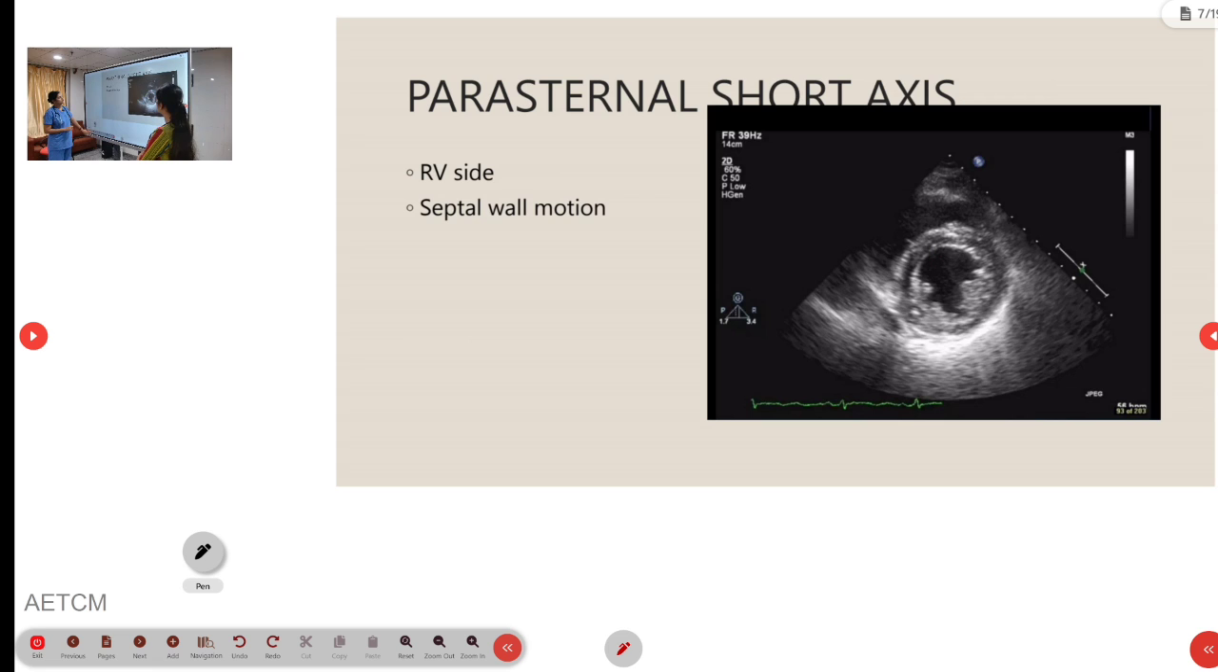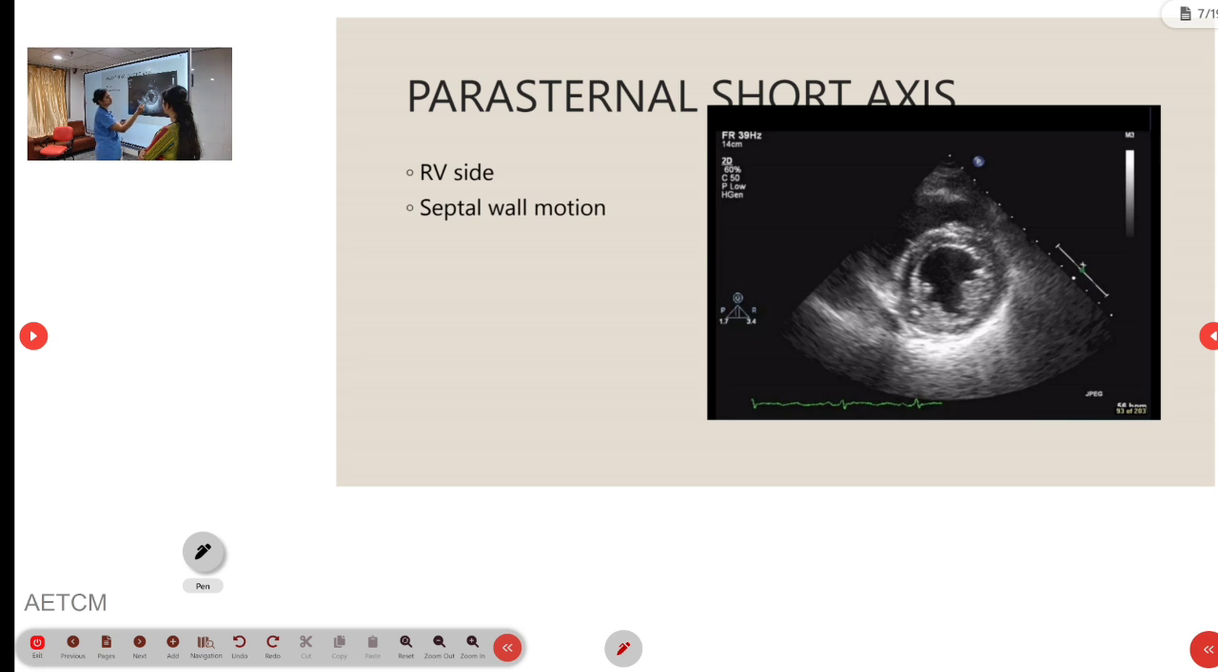This is the parasternal short axis view. We will keep the parasternal short axis, the same view, and then we keep the probe towards the left shoulder. The probe is directed to the opposite shoulder, the same side, towards the left shoulder. So this is the left ventricle we can see.